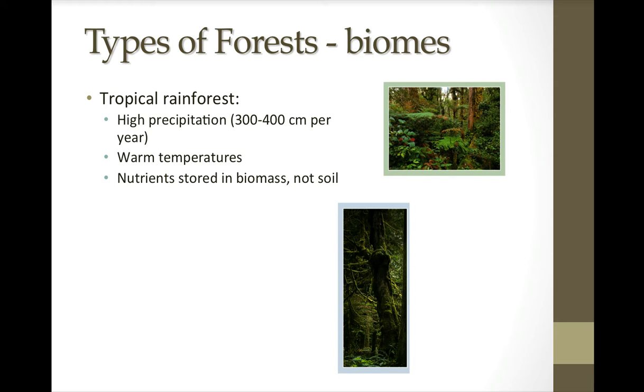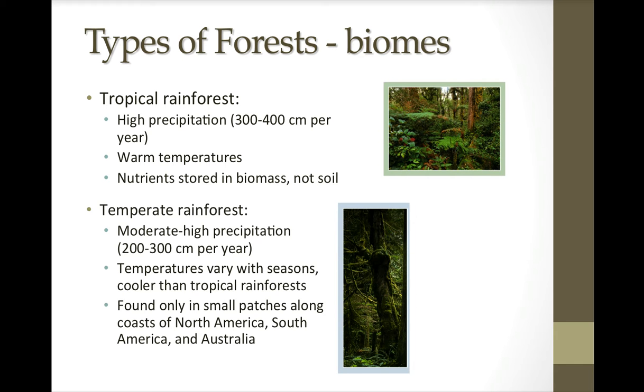Now, the second type of forest biome we have is called the temperate rainforest, which many of you may not have heard of, and very few people have ever visited. Temperate rainforests are found north of 23 degrees north and south of 23 degrees south, so they're in the temperate zone, which is where we live in California. Temperate rainforests are characterized by moderate to high precipitation, between 200 and 300 centimeters per year, so less than tropical rainforests. And the temperature there varies with the seasons.